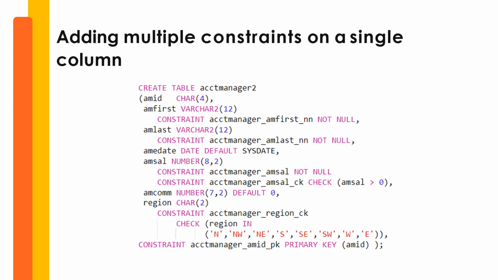And then lastly, we have the region. For the region, we have the check constraint, and the value for the region should be in the following. It can only be north, northwest, northeast, south, southeast, southwest, west, or east. And finally, we're assigning the primary key to our AM ID.